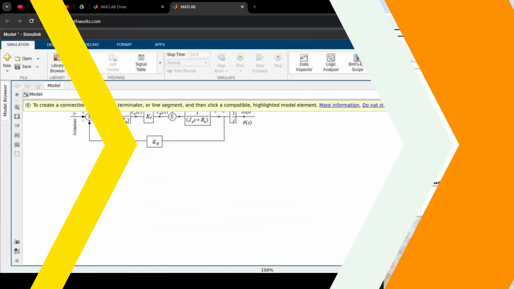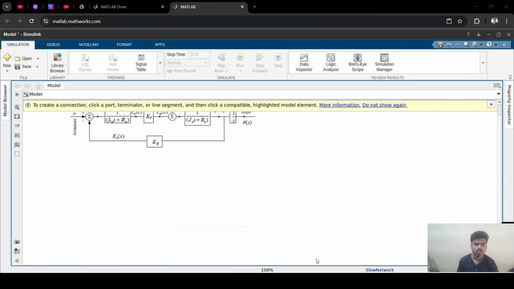Today I am going to simulate the model of the control of a DC motor using transfer function based modeling in MATLAB simulation. For that, very firstly we have to take the armature voltage as 220 volts. This is the constant DC voltage source we have to take. This voltage is fed into the summation block 1, which processes the input voltage.